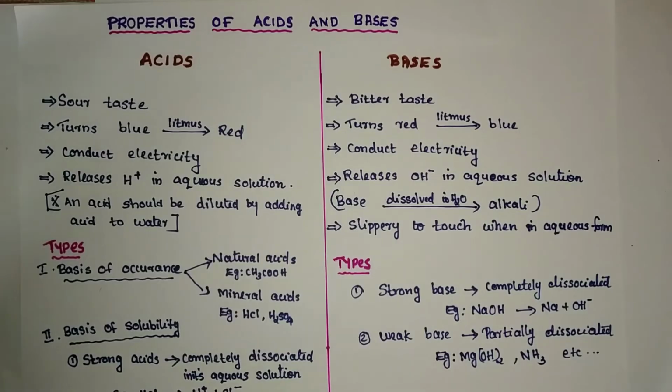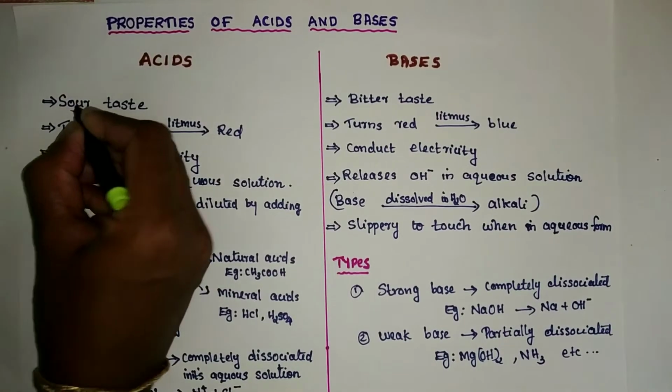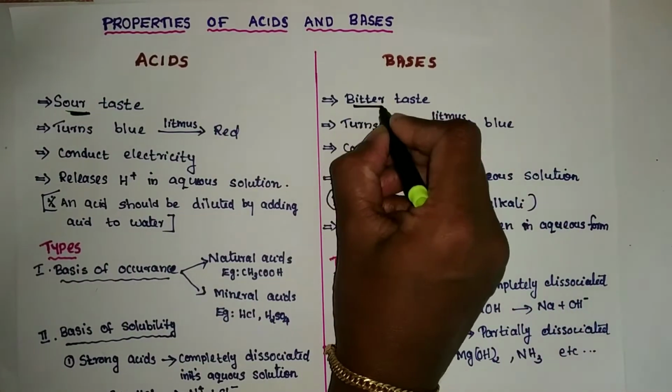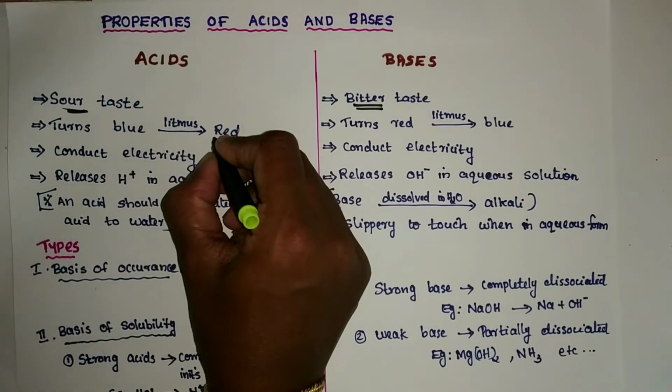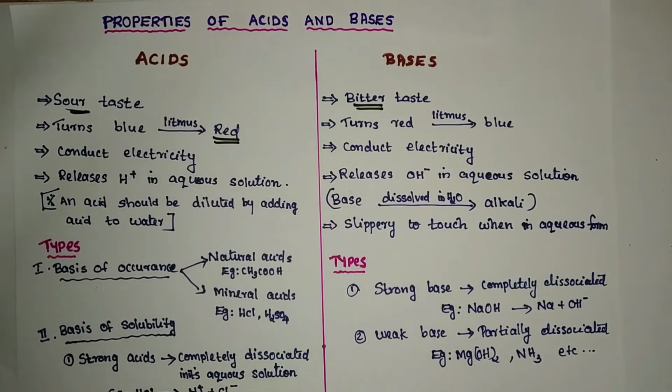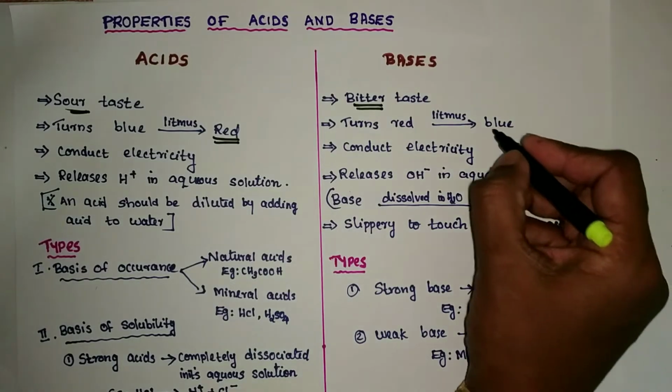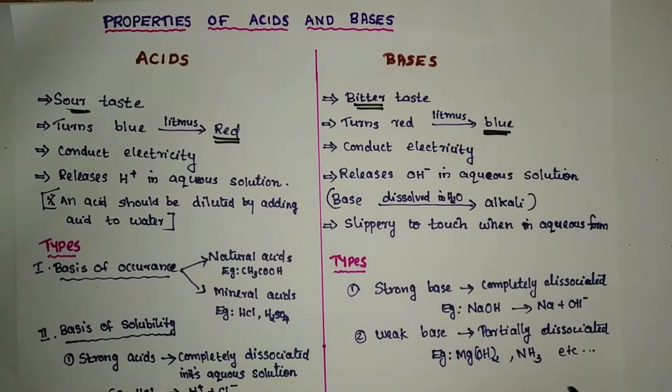Let's learn the properties of acids and bases. Acids have a sour taste, but bases are bitter in taste. Acids turn blue litmus to red, but bases turn red litmus to blue. Both acids and bases conduct electricity.